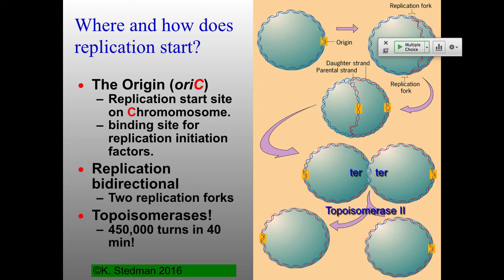So you have to have this topoisomerase for separating them, but at the same time, you have 450,000 twists that you've done in terms of replicating. But those also have to be taken care of by Topo 1 or by Topo 2.